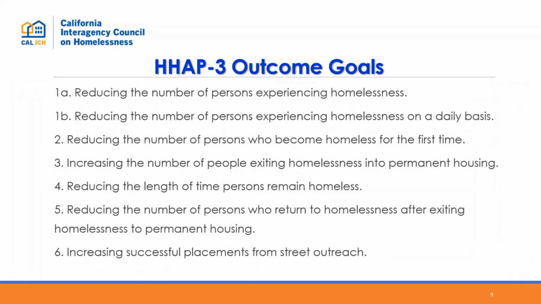5, reducing the number of persons who return to homelessness after exiting homelessness to permanent housing. And 6, increasing successful placements from street outreach. Additionally, applicants must address how they will meet these goals for populations that have been disproportionately impacted by homelessness in their communities.